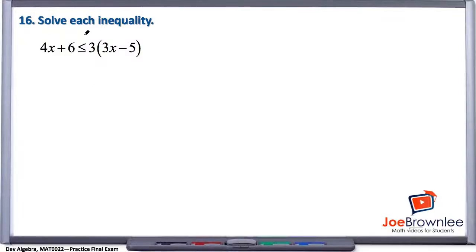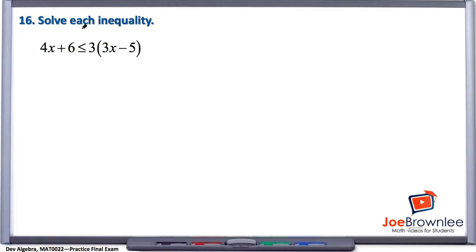Number 16, we're told to solve the inequality, and we've been given 4x plus 6 is less than or equal to 3 times the quantity 3x minus 5. Now, solving for the inequality means we're going to get x on one side, everything else on the other, and so we're going to treat this very similarly to the way we would treat an equation, right?